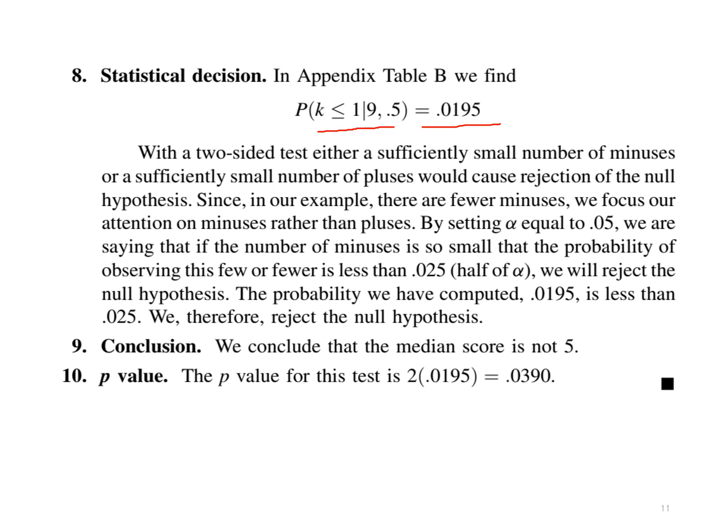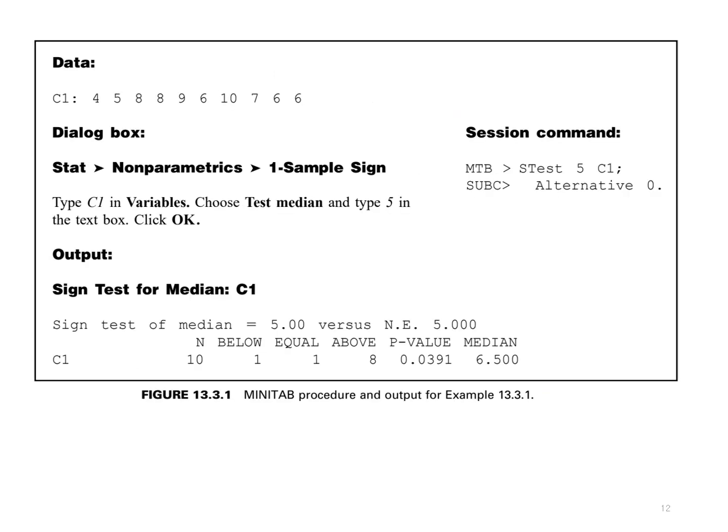So we have to reject the null hypothesis. Then the p-value for this test: the one-side probability is this one, and since we have a two-tail test on both sides, we multiply by 2, so altogether the probability is less than 5%. That's the sign test.